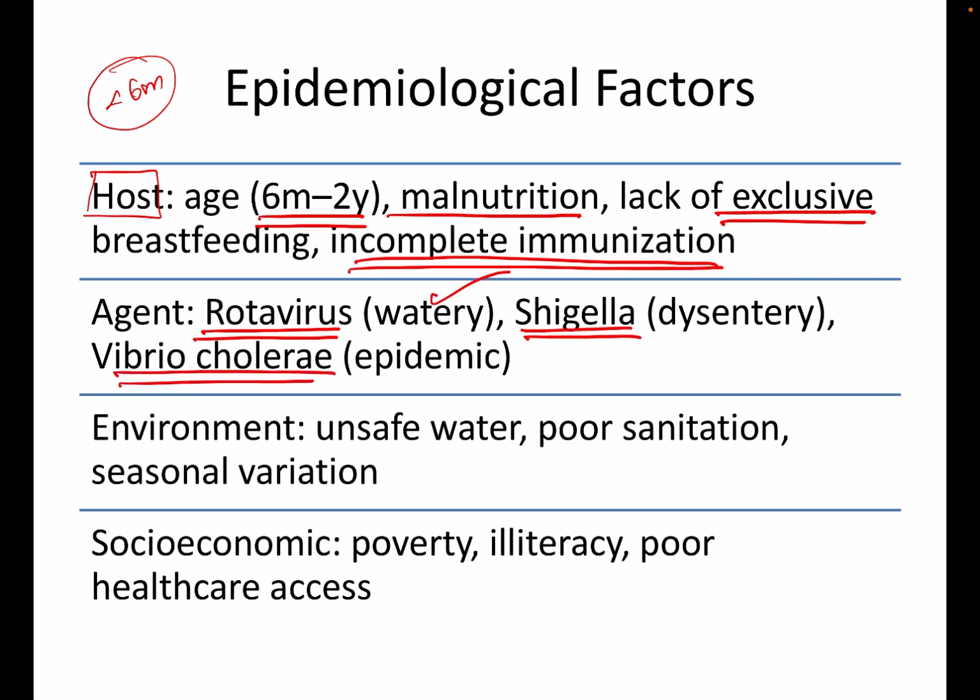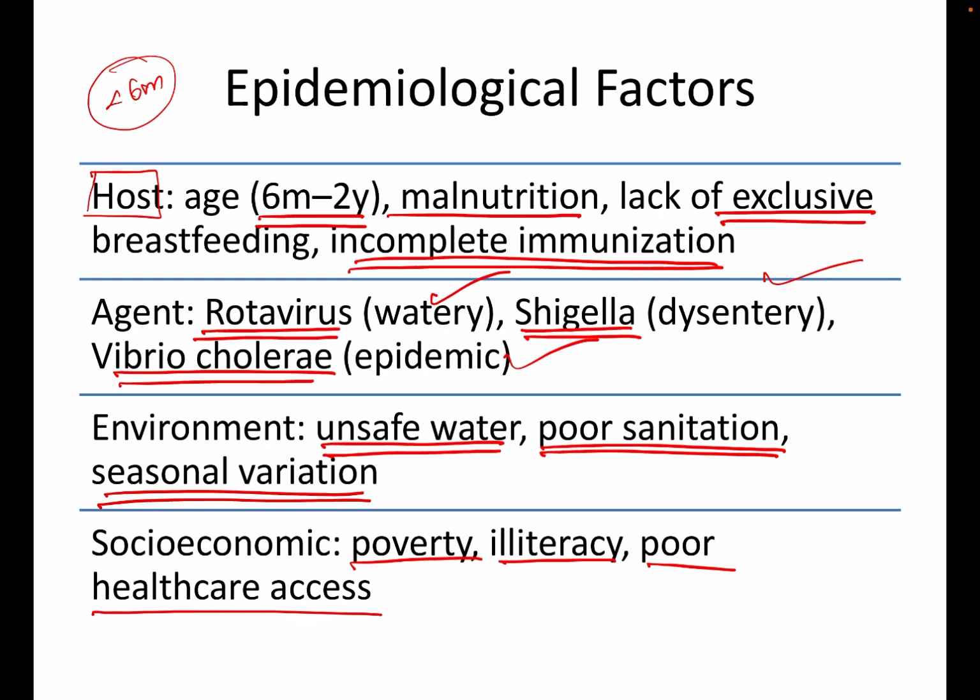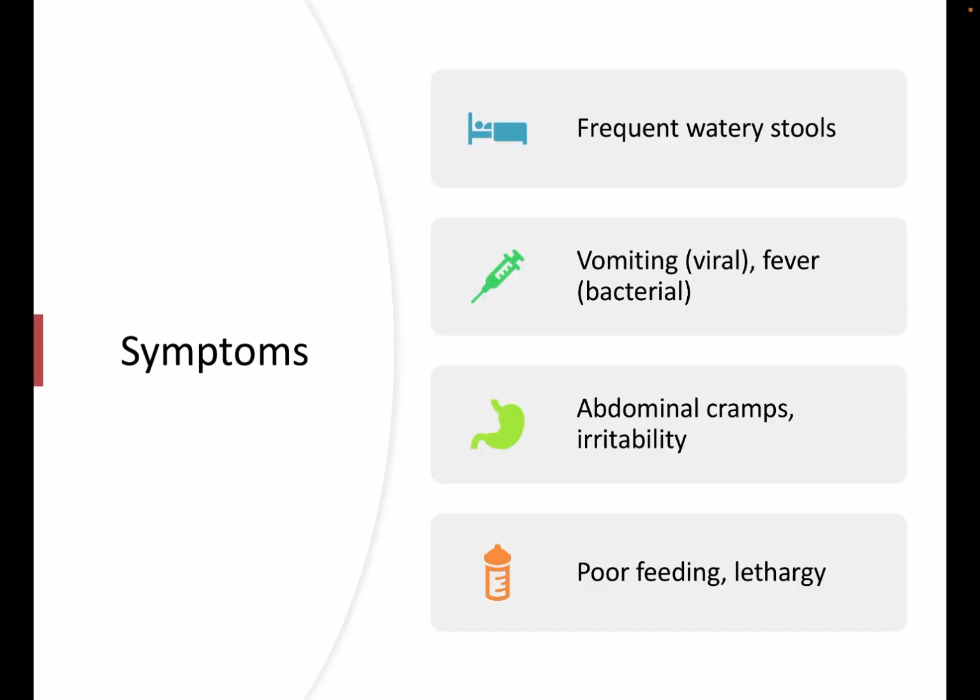In case of watery diarrhea, dysentery and epidemics. Unsafe water, poor sanitation, and seasonal variation are also causes. Poverty, illiteracy, and poor healthcare access result in diarrhea. So symptoms include frequent watery stools, vomiting in case of viral, fever in case of bacterial, abdominal cramps and irritability, followed by poor feeding and lethargy.